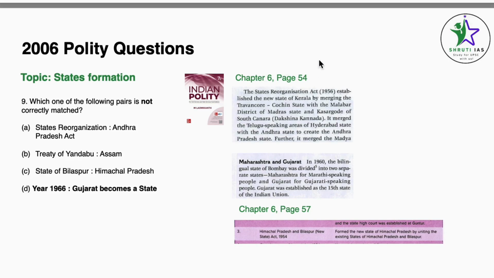Like, we turn back 2 pages, we come to page 54, under new states and union territories created after 1956. Under the point Maharashtra and Gujarat, it is directly given: in 1960 the bilingual state of Bombay was divided into two separate states, Maharashtra for Marathi speaking people and Gujarat for Gujarati speaking people.